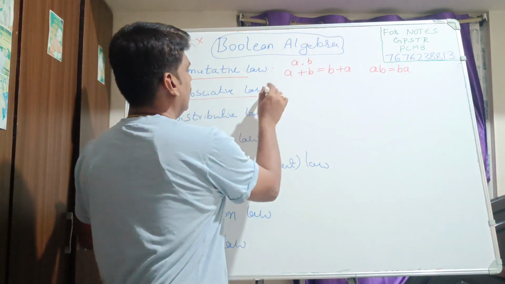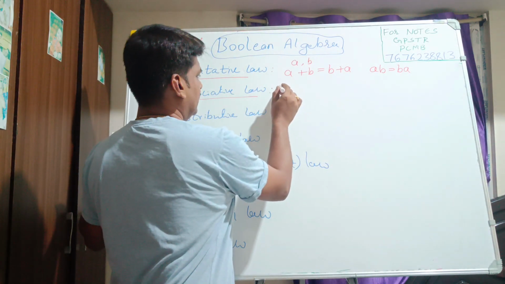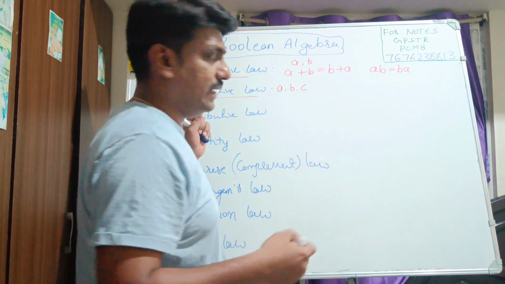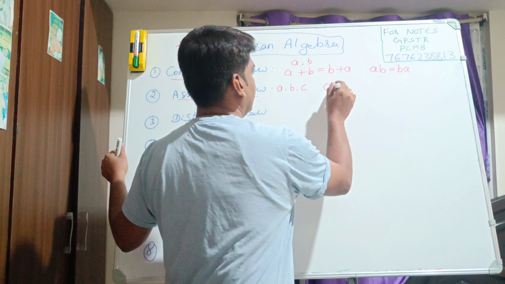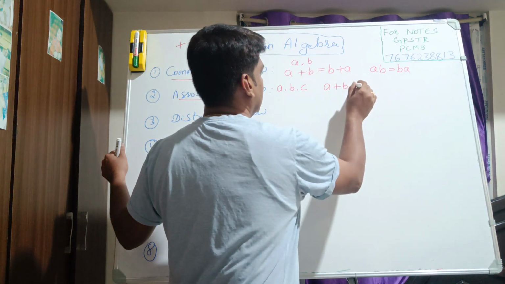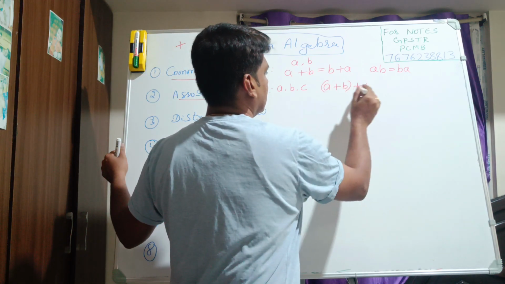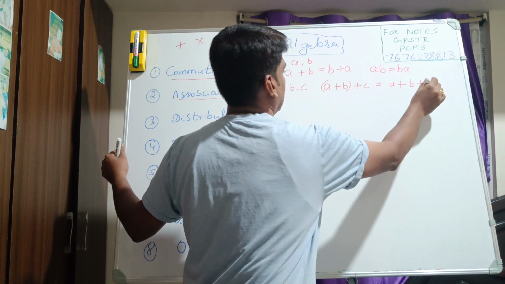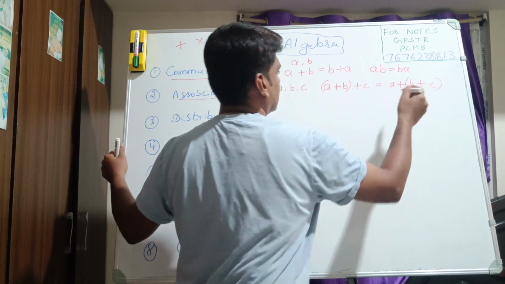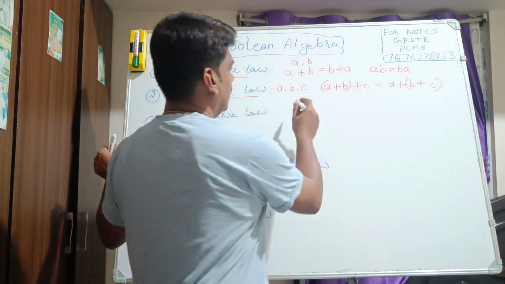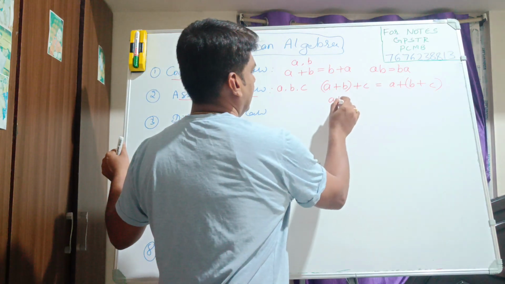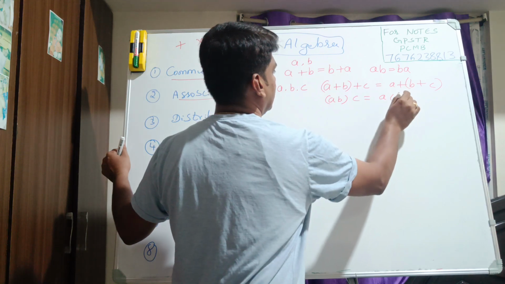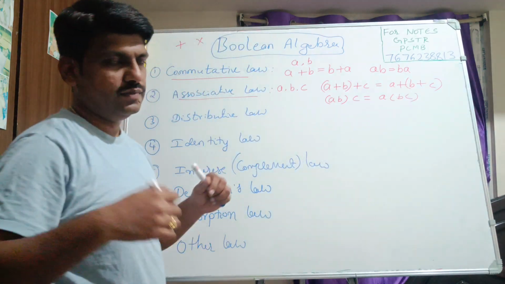Then associative law. For this we should take three variables, A, B, C. For addition we can write (A plus B) plus C, with the brackets like this, which is equal to A plus (B plus C), with the brackets like this, right? For multiplication, (AB) with C is A with (BC), all are the same, right?